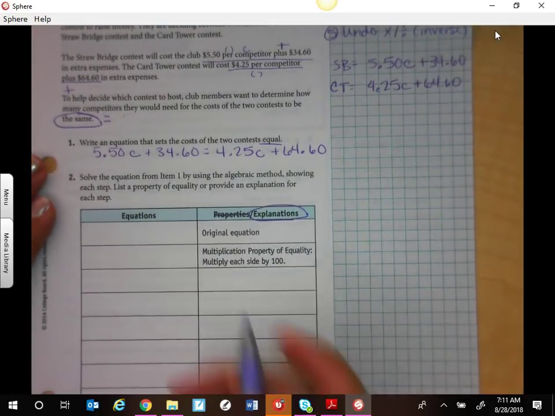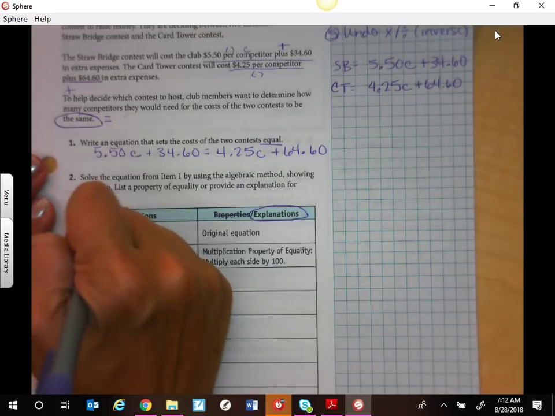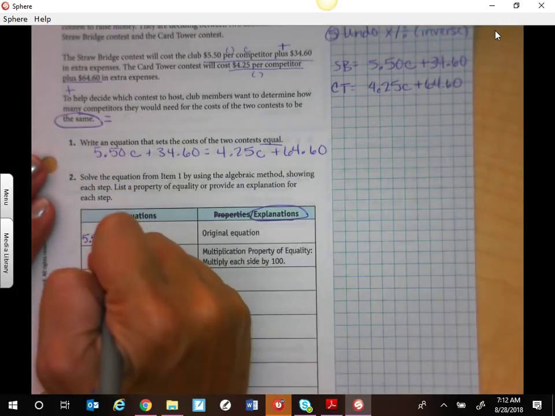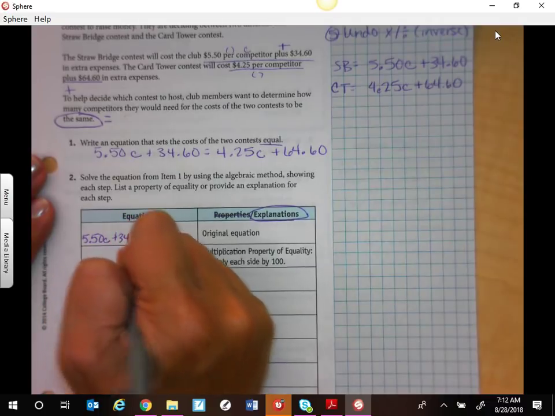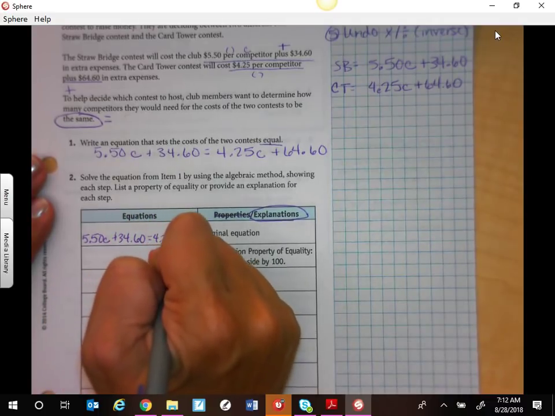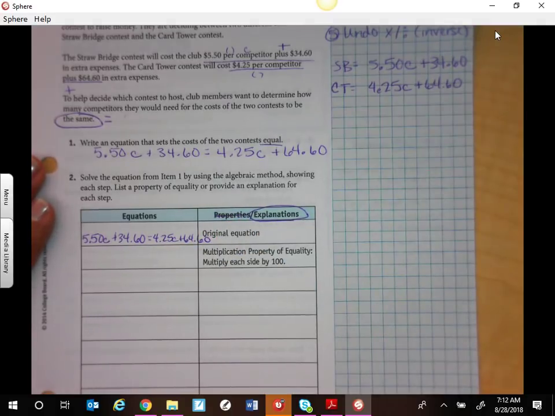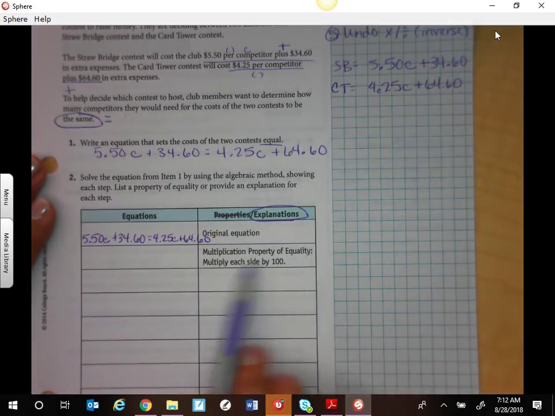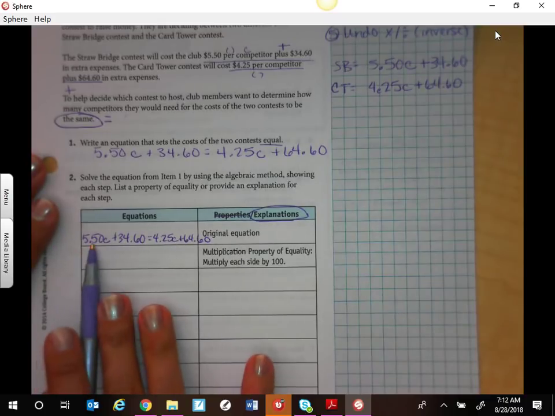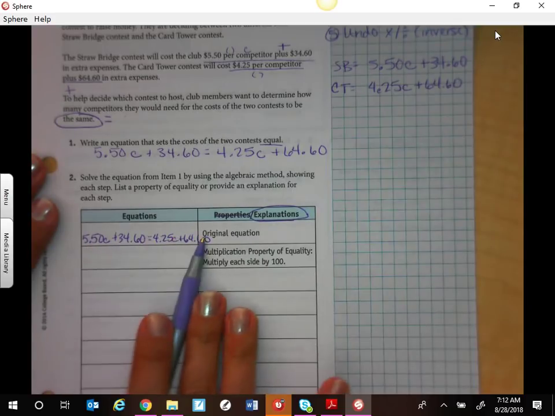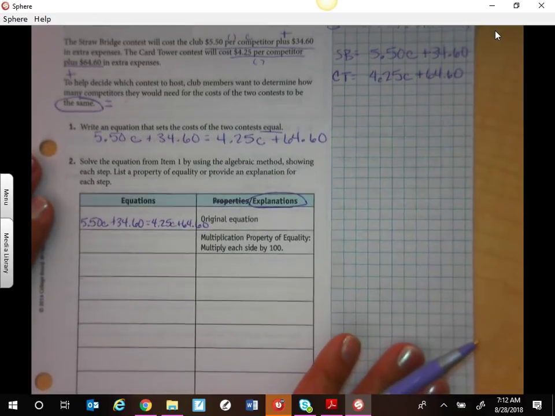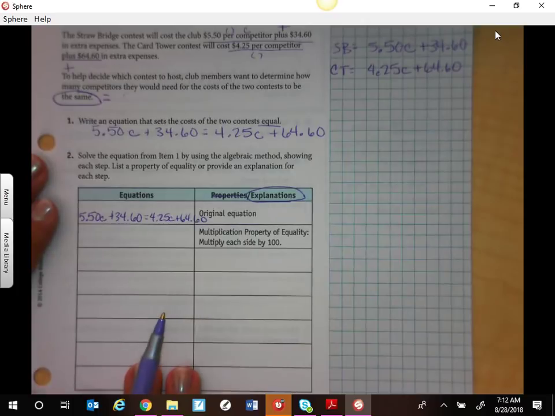Our original equation, you might have to write a little bit small, it's kind of tiny: 5.50C plus 34.60 equals 4.25C plus 64.60. They're talking about the multiplication property of equality by multiplying each side by 100. This is not something you have to do. However, it's a very nifty little trick to get rid of all of these decimals, because if we multiply each of these numbers by 100, it makes the decimals go away, which makes your numbers a little easier to deal with.